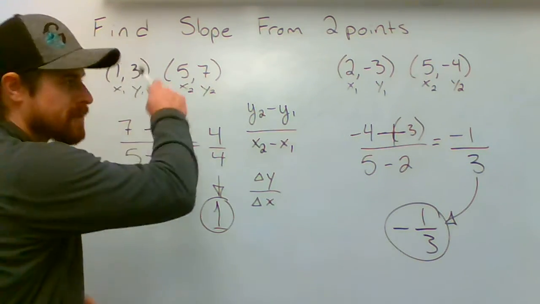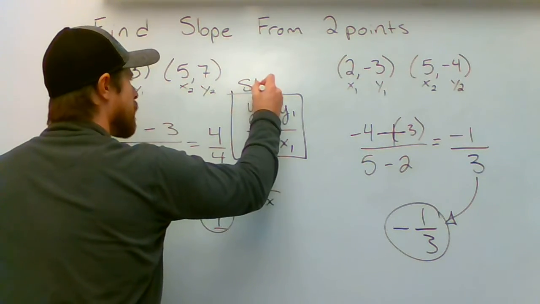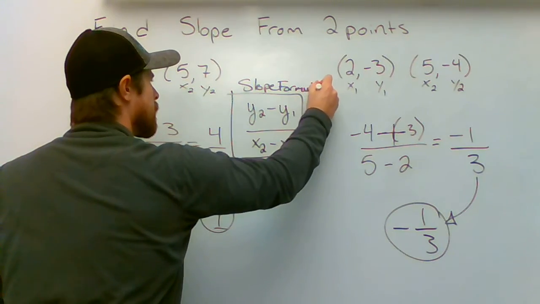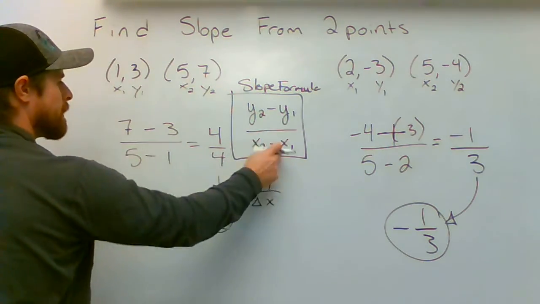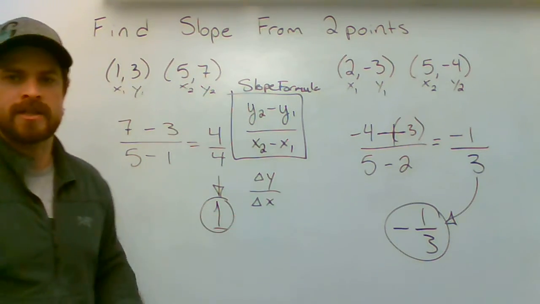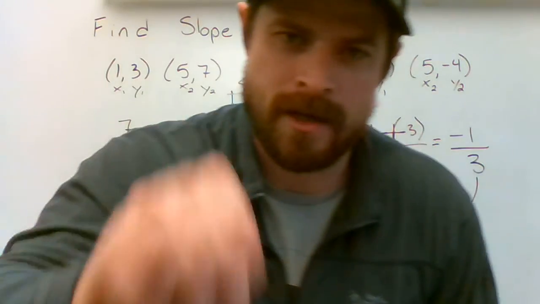All right, finding slope from 2 points. How do we do it? Boom, right there. We call it the slope formula. Study it, memorize it. It's going to give you your change in Y over your change in X every single time. Study hard. Good luck on your upcoming test.